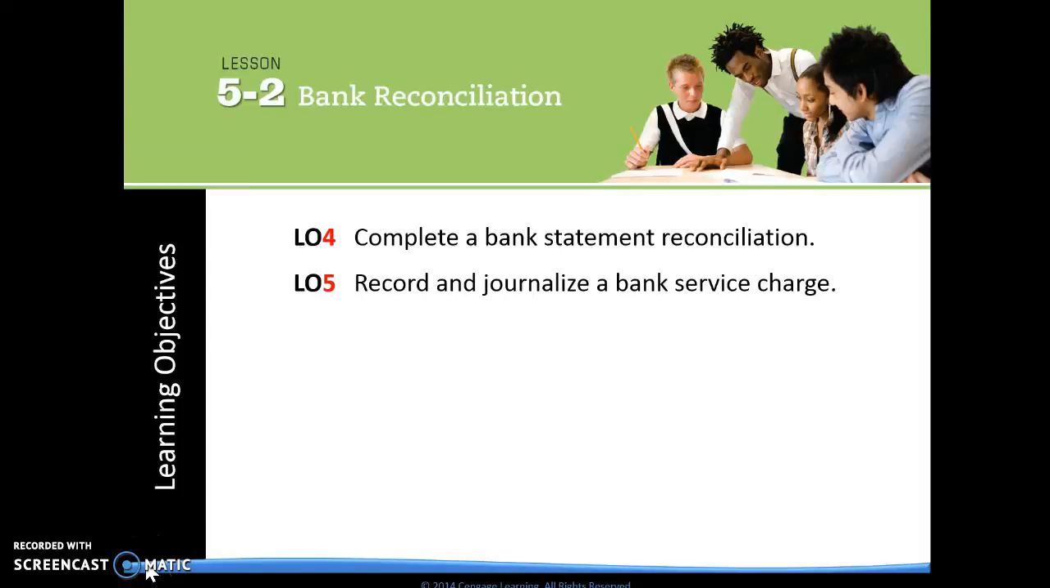Moving on to 5.2, bank reconciliations. Again, make sure that your books are open and you're following along with me. Hopefully you are still on your best behavior for me.